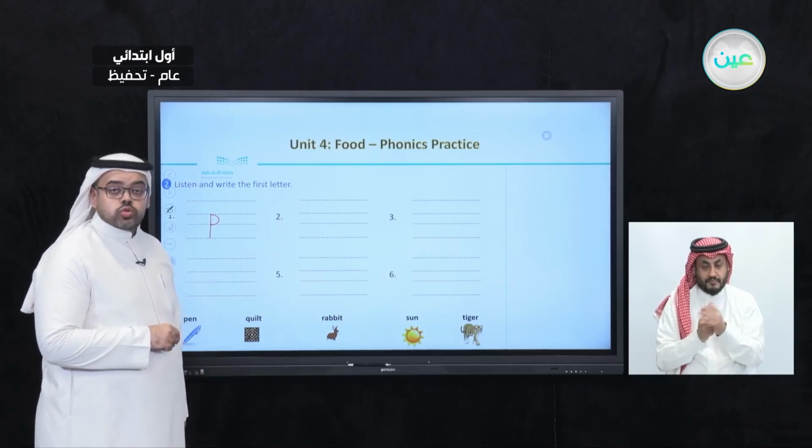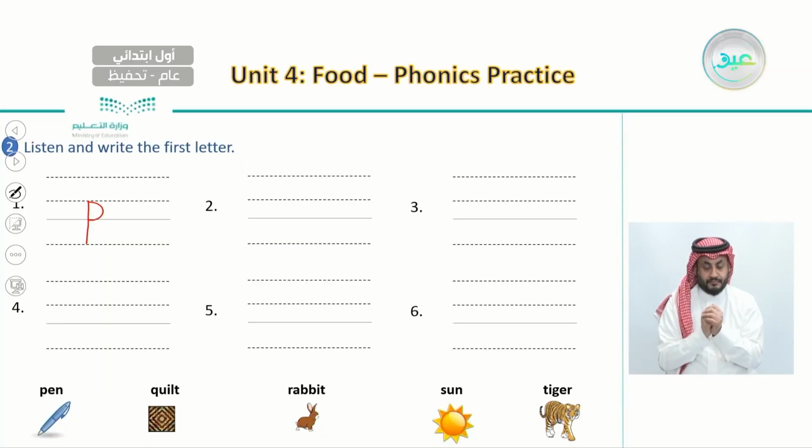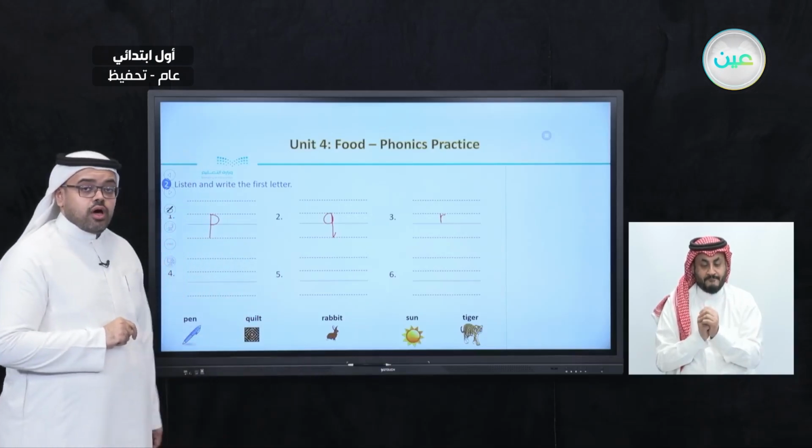Let us move on to number 2. Number 2, the word is quilt. Quilt. So quilt starts with letter Q. So here we go, we write letter Q, like this, Q. And number 3, the word in number 3 is rabbit. Rabbit. Rabbit starts with letter R. Letter R. So here we go, and we write the first letter, which is R.